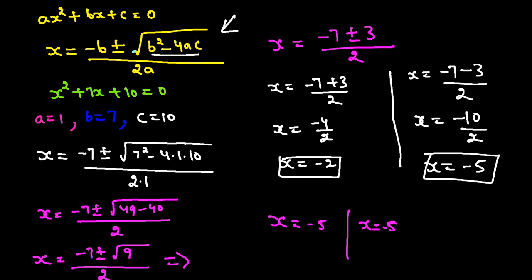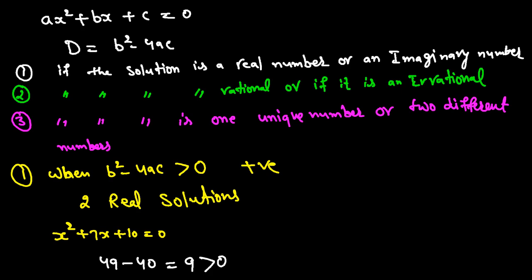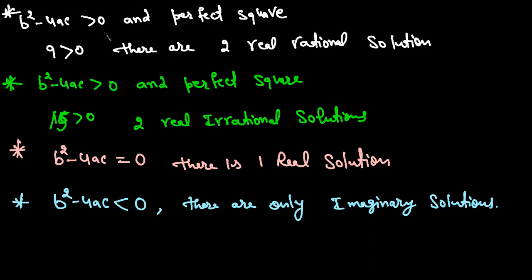Okay, and that's what you can find, what kind of solution you can get if you solve the discriminant, and that'll give you all this information. So they may ask you a problem on that, not straightforward, but a little bit, they'll make a twist there, but you need to know this information to answer those questions. Okay, if it's greater than 0, positive, two real solutions. If it's greater than 0 and a perfect square, two real rational solutions. It's greater than 0 but not a perfect square, two real irrational solutions. Discriminant equal to 0, there is one real solution. Discriminant less than 0, there are only imaginary solutions. Okay.